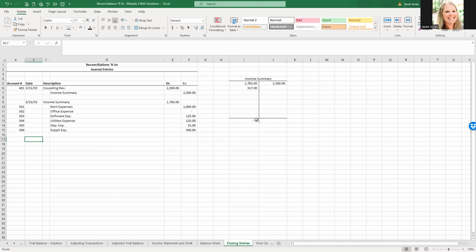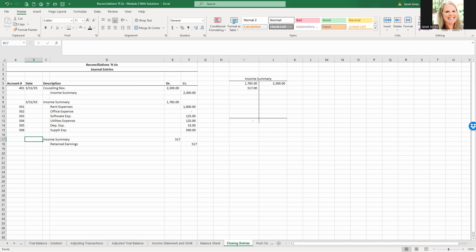So the last piece here is to debit that income summary and to credit retained earnings. Now, if we had a loss during the period, this would be reversed. We would have a debit to our retained earnings and a credit to income summary. But essentially, again, all we're doing here is closing out that total income into our retained earnings. The last piece is our post-closing trial balance.